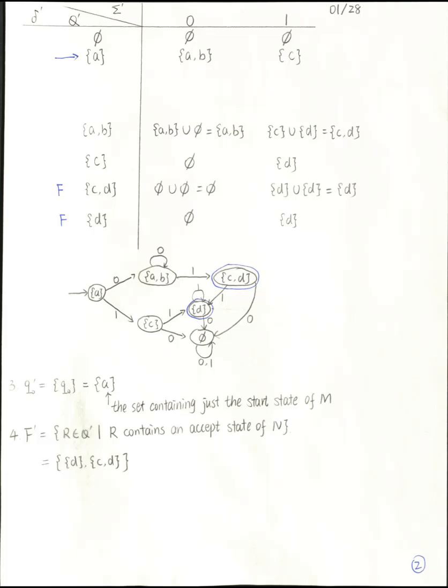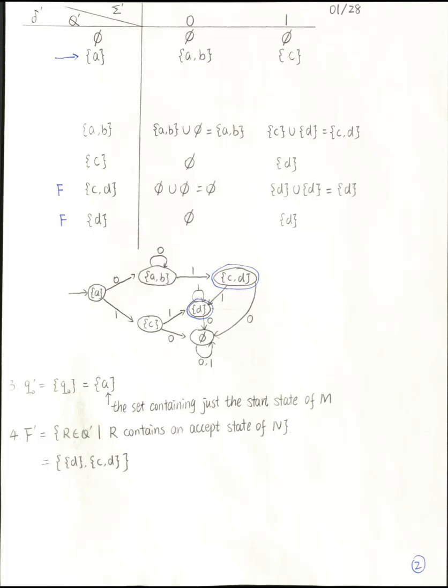Now for 1, from C, I can reach D by reading a 1. And from D, I can also reach D itself by reading a 1. Take the union of these two, I have D as the resulting state. Now I have two states, the empty set and this D. Both of them are not new states, so I will continue the computation on the left column.